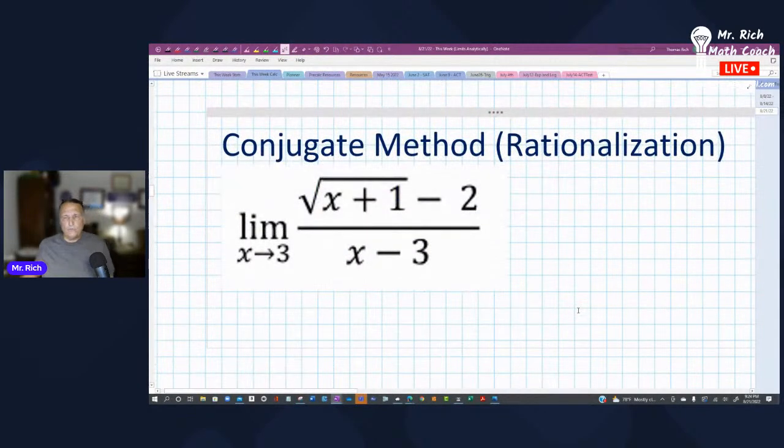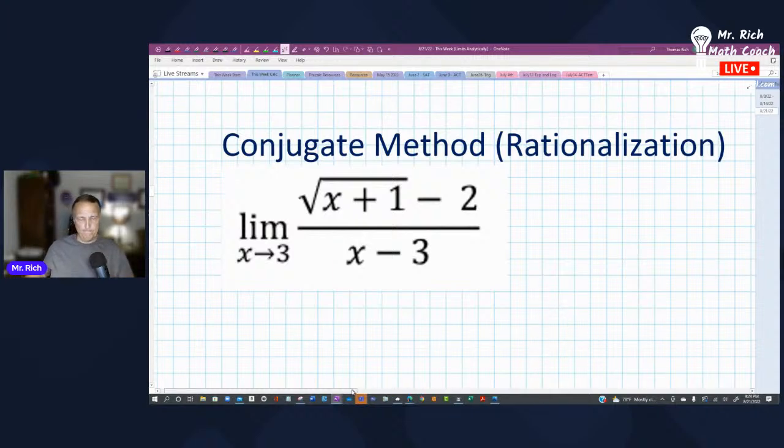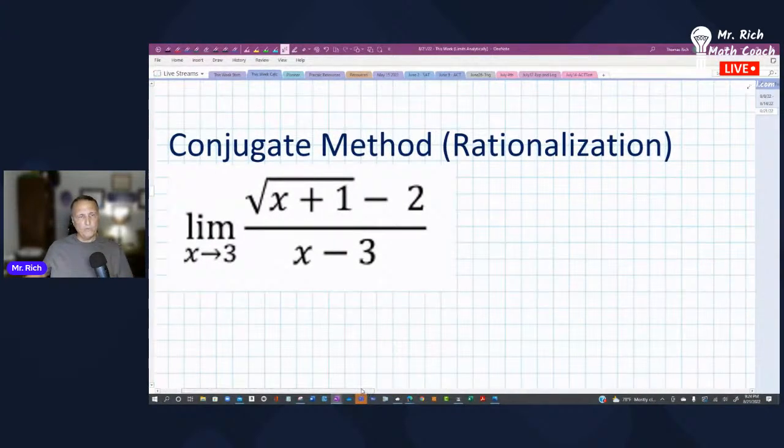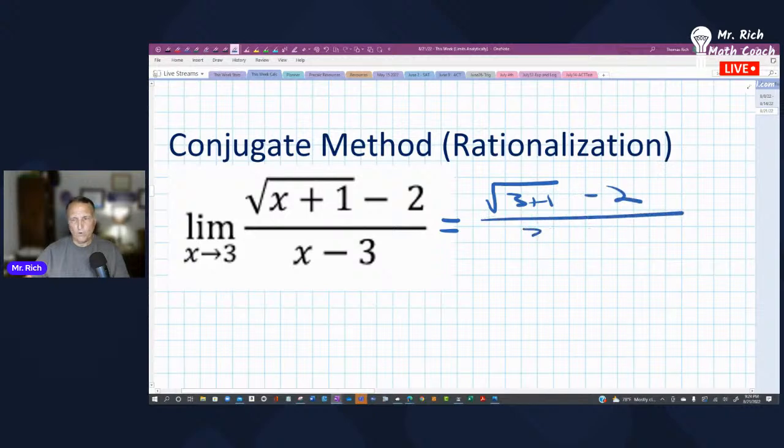So let's go to the conjugate method. As always, when we're presented with a limit, we're going to try direct substitution. That's our first attempt to evaluate the limit. And here, if I substitute this in, I'm going to get the square root of 3 plus 1 minus 2 over 3 minus 3. That's the square root of 4 minus 2, so that's 2 minus 2, or 0. So that's 0 over 0. So that's not going to work, right?